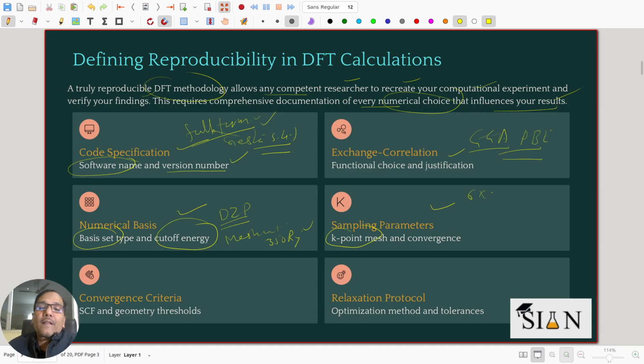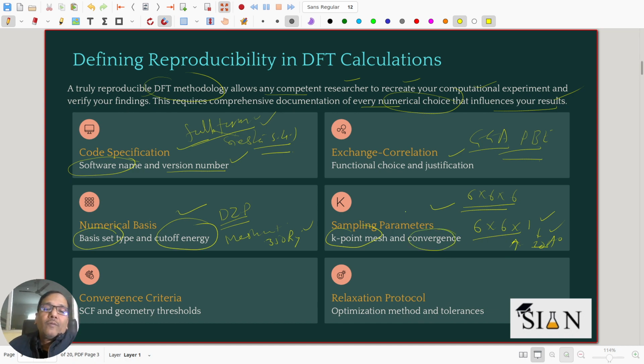For a planar structure we can take 6 by 6 by 1, with a vacuum along a specific direction, that is the z direction, of 20 angstrom. And the convergence criteria we mention there.